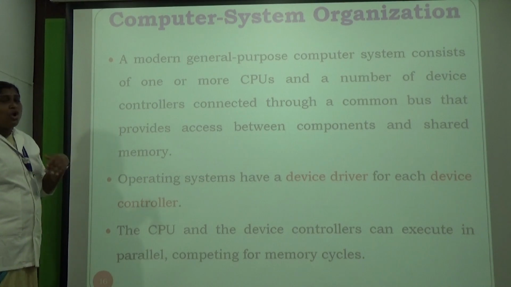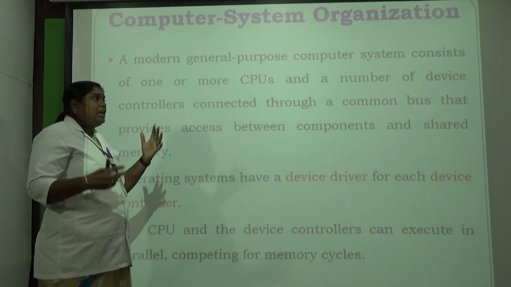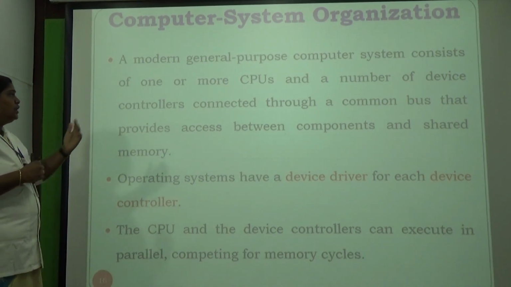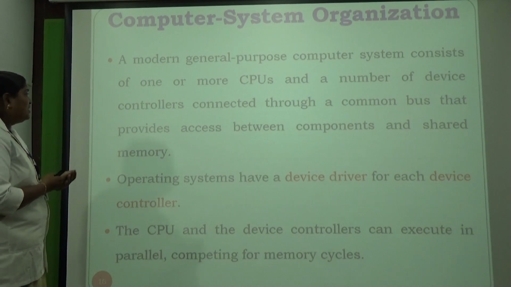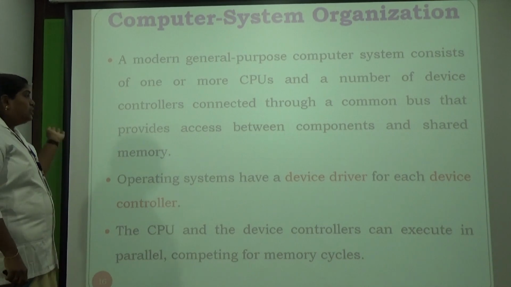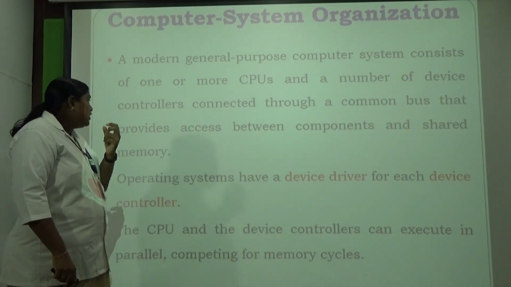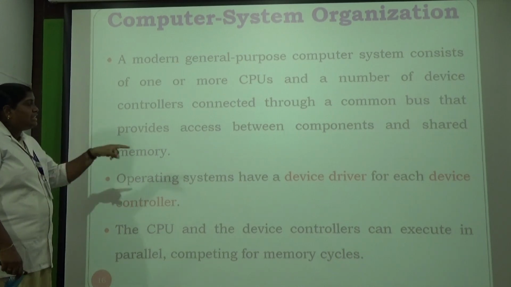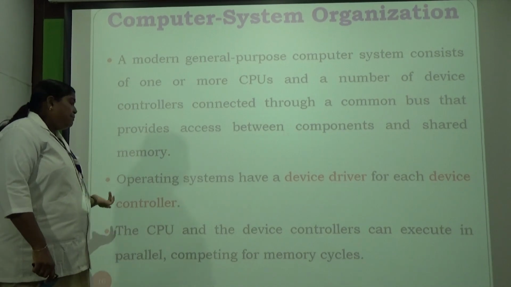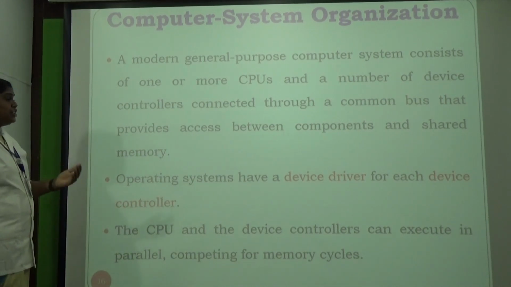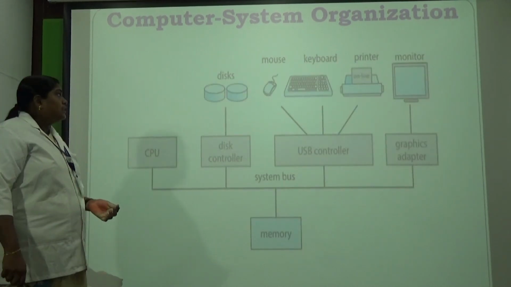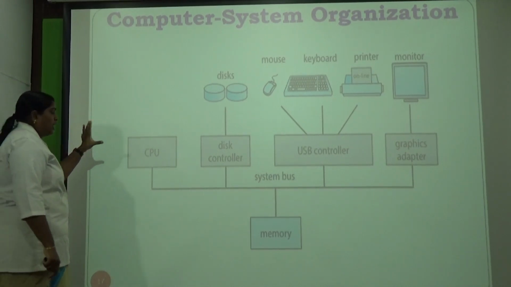So how do we connect with the common bus? Because in a system, multiple hardware components combine with a single serial bus, right? So how are they going to connect commonly, and how is access given between the components and the shared memory, right? This can be controlled by two things in an operating system: the device driver and the device controller, right? So the CPU starts to run and the device controller can execute in parallel and compete for memory cycles. So this is one of the organizing architectures.